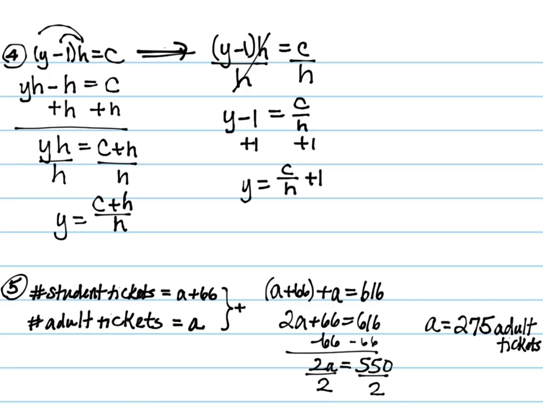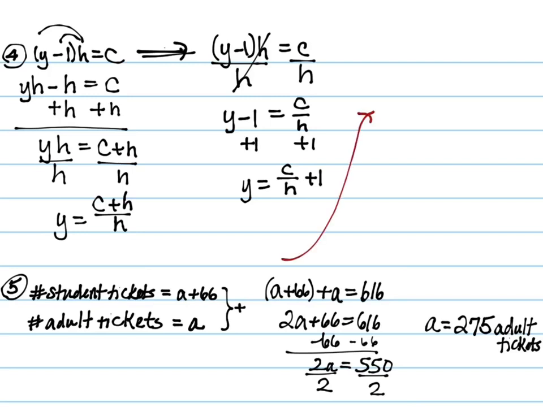If it asked for student tickets, what would I do next? Yeah, I would add 66 to that. Okay, so this is how we did the problem then, and it works perfectly fine. And if you see this problem again or something like it, you could certainly do this. There's nothing wrong with this method. There is another method that we have talked about now, though.